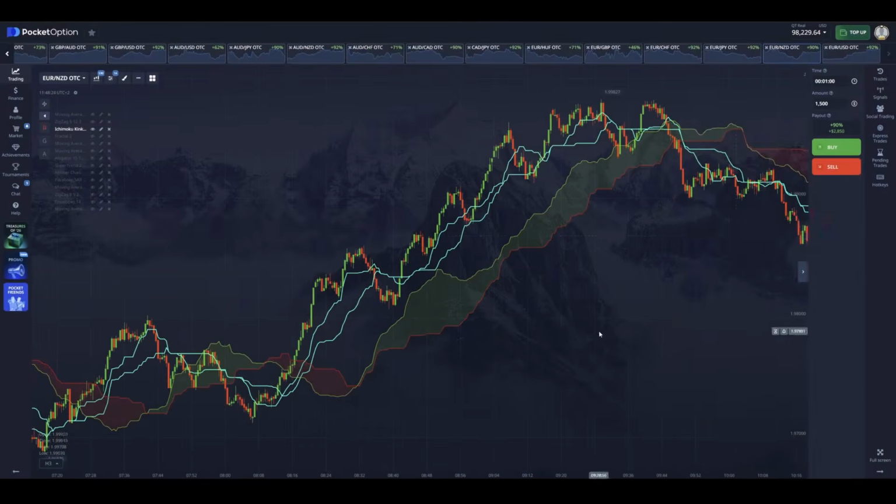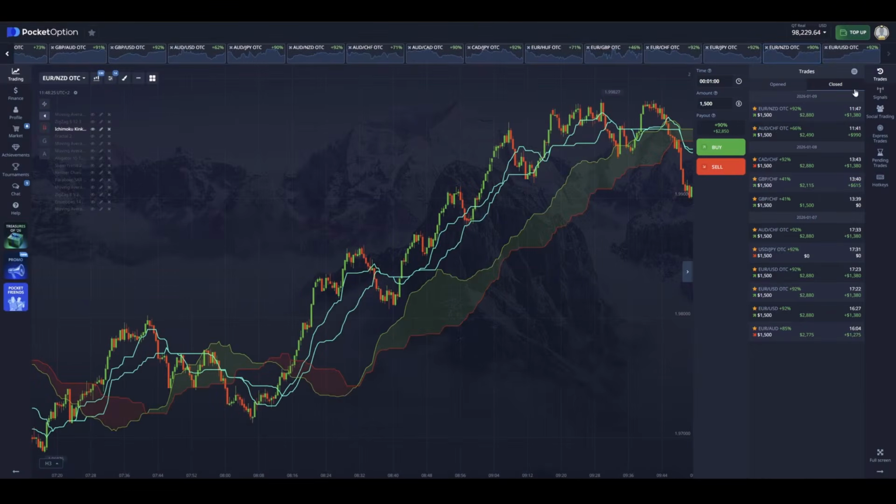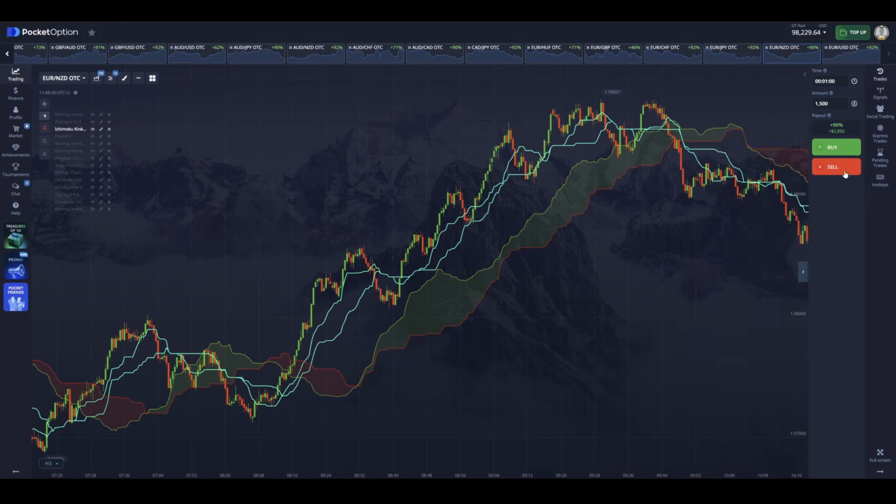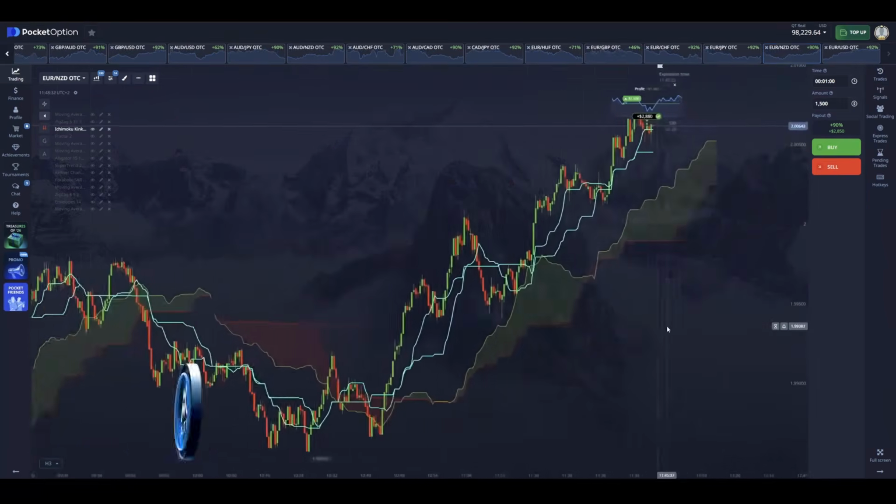Write in the comments which indicator you liked. As you can see, they're all pretty good. Some are independent and some are specifically aimed at ready-made trades.